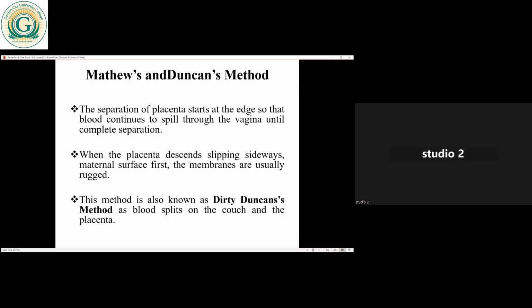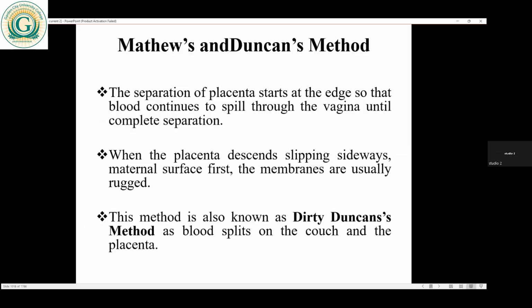It starts to separate at the edges. And the problem here is that the blood continues to spill out through the vagina until complete separation. Immediately the placenta starts to separate, you see a lot of blood coming, which is different from the Schultze method of separation. When the placenta descends, slipping sideways like that, the membranes are usually torn. This method is known as the Duncan method. Blood spills on the couch and the whole place becomes nasty.